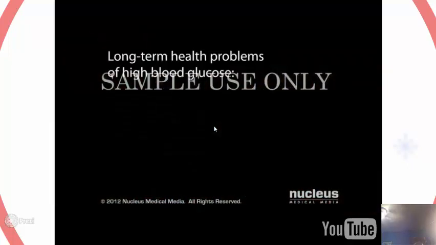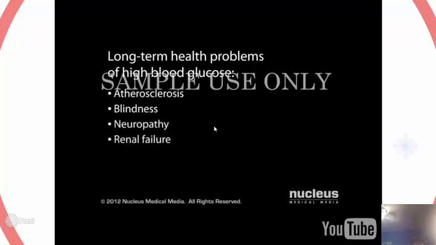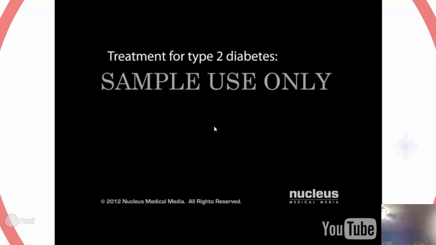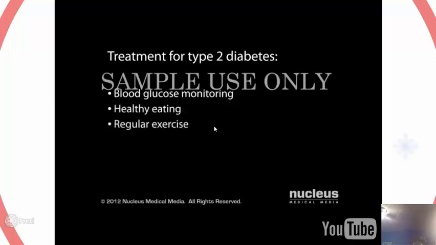Over time, chronic, poorly controlled type 2 diabetes can cause degenerative tissue damage, resulting in long-term complications such as atherosclerosis, blindness, neuropathy, and renal failure. To avoid the complications of type 2 diabetes, you can take steps to keep your glucose level within a normal range, using a combination of blood glucose monitoring, a healthy diet, regular exercise, and medications as necessary.